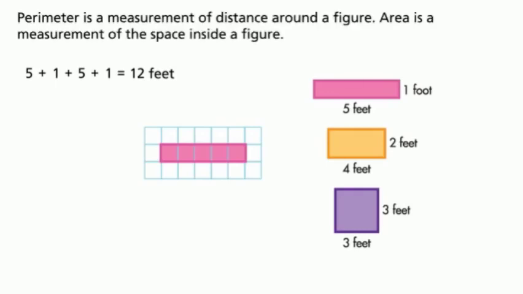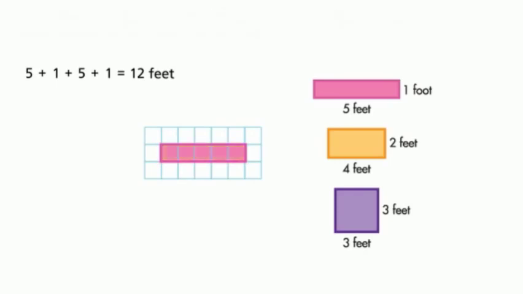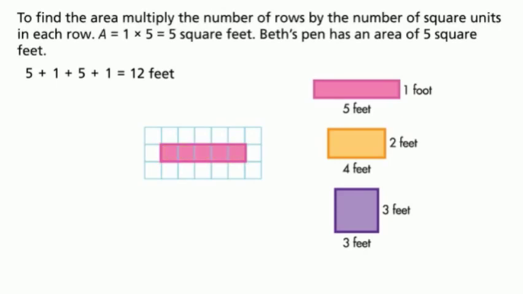Perimeter is a measurement of distance around a figure. Area is a measurement of the space inside a figure. To find the area, multiply the number of rows by the number of square units in each row. A equals 1 times 5 equals 5 square feet. Beth's pen has an area of 5 square feet.